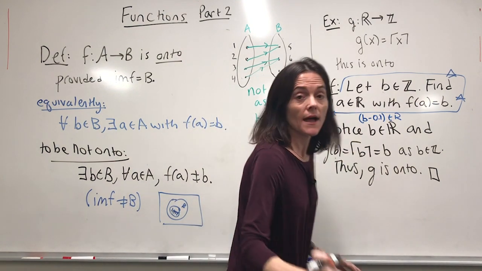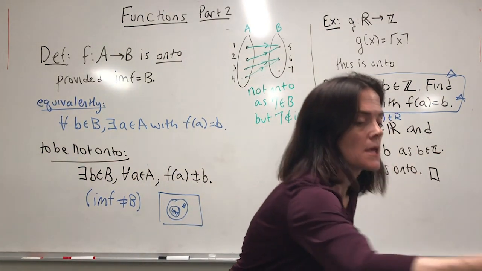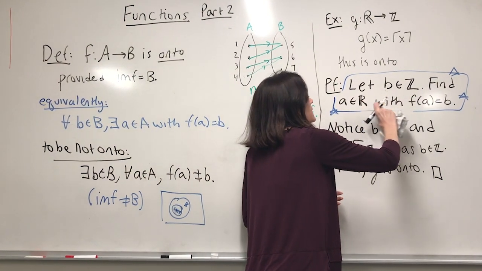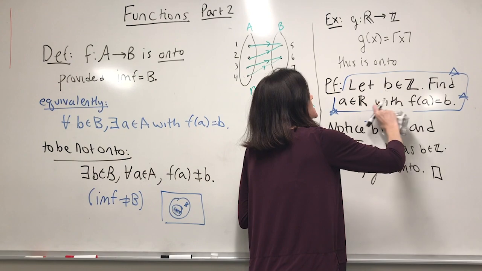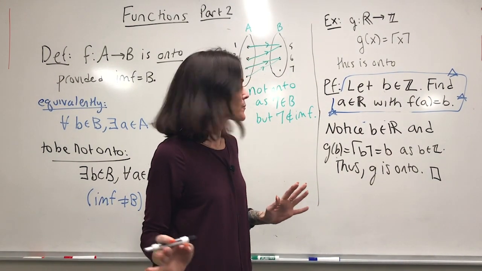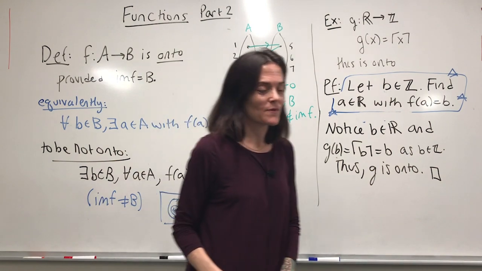But you don't need to find multiple ones just to prove a function is onto. You only need to find one. And so I will erase this because that was just a comment, and it's not a necessary part of the proof. Okay, so this is the proof of this being onto.